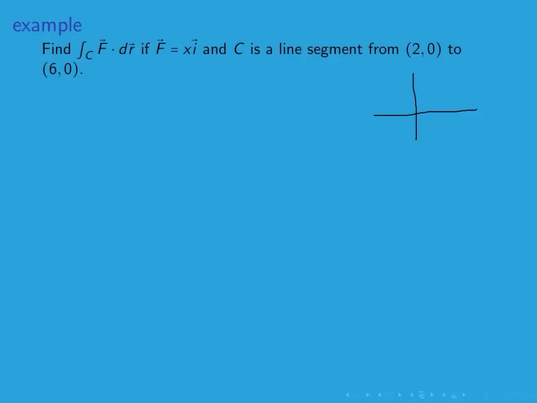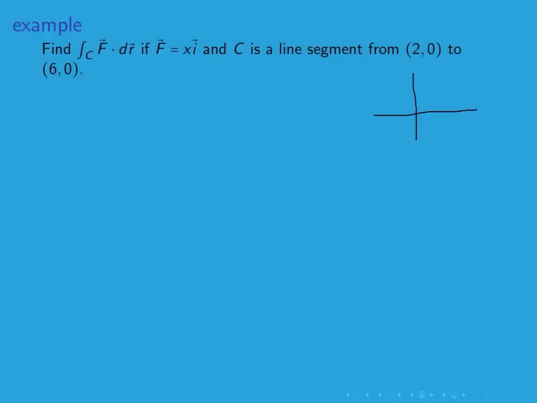Here's a second example. Again, we want to find the line integral. And the vector field is x i, so this time the vector field has only an i component. And our path is going to go from the point 2, 0 to the point 6, 0. So first let's get a general idea what the vector field looks like.